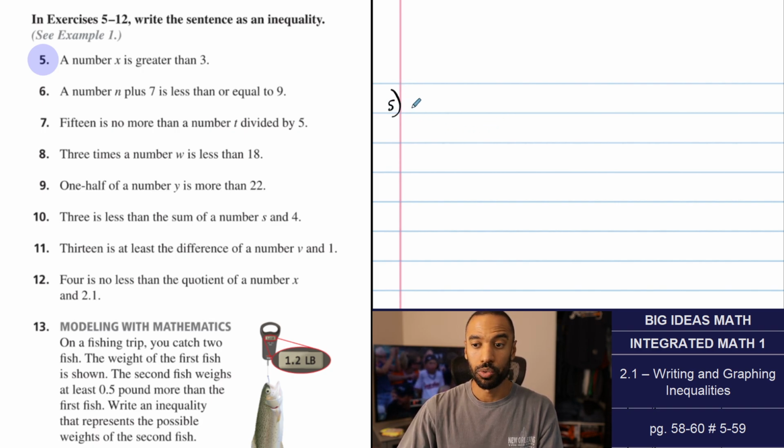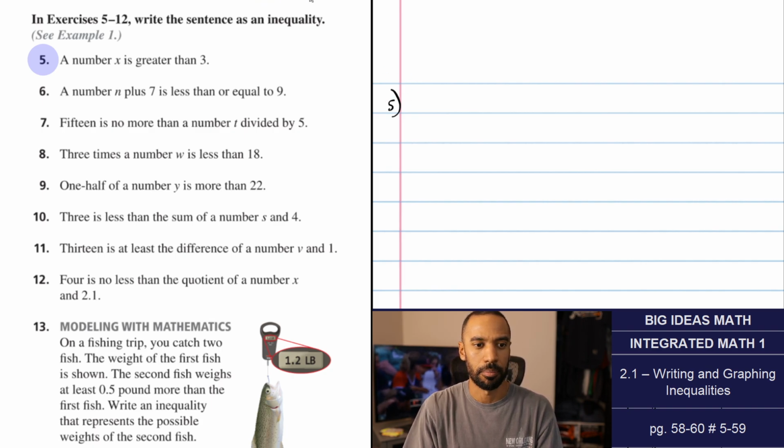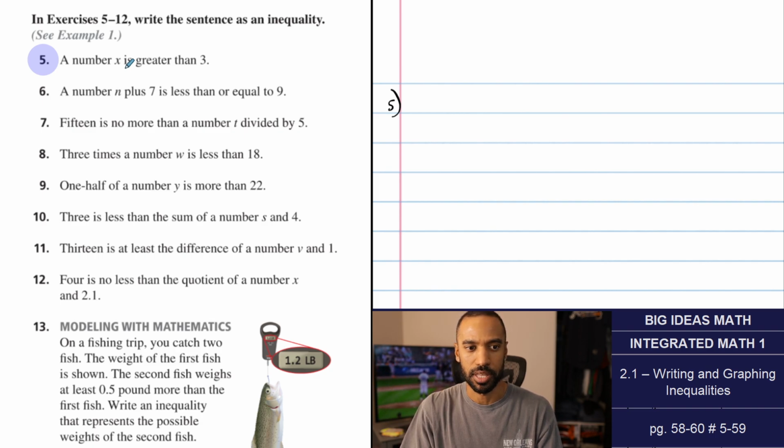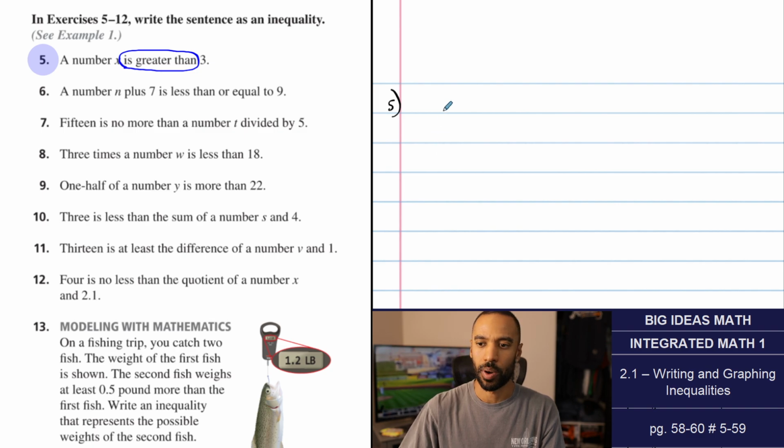Now, I am not going to rewrite the sentence, but I might do some breakdown on this side of the problem here. Now, remember, I'm looking for the word is to separate the parts of the inequality. It's not just is, though. In this case, it's is greater than. And that's what separates the left expression from the right expression. It says a number x is greater than 3. That is as literal as it gets. X is greater than 3.